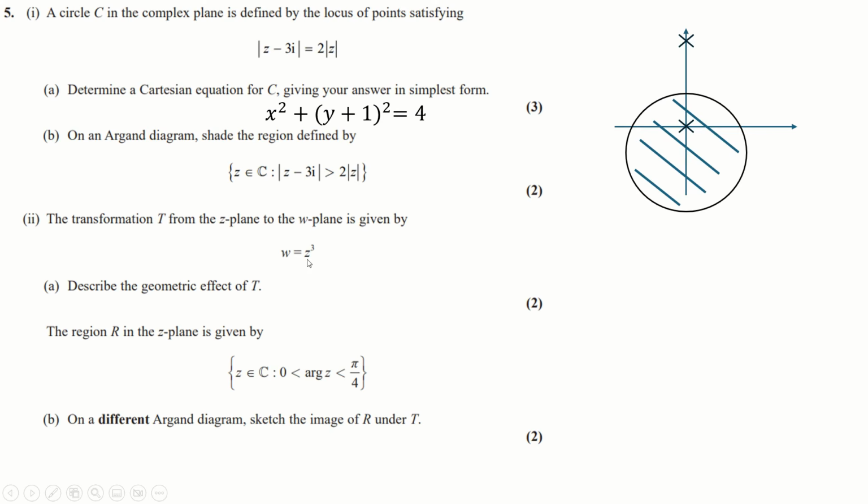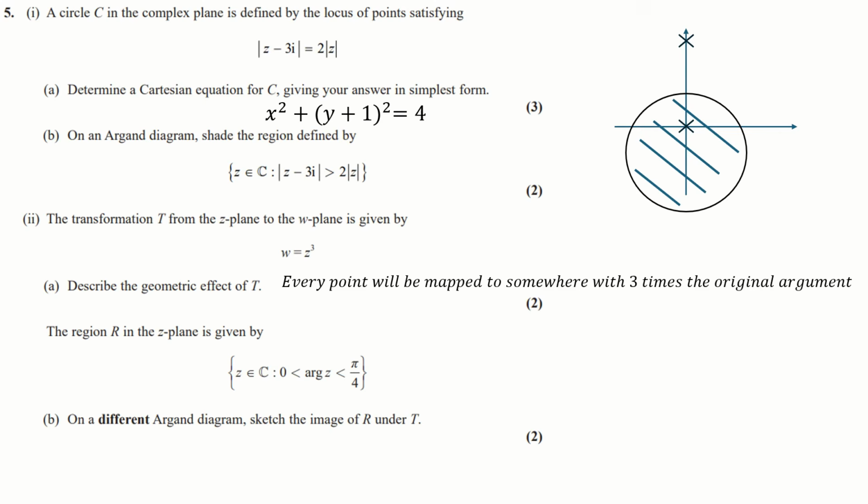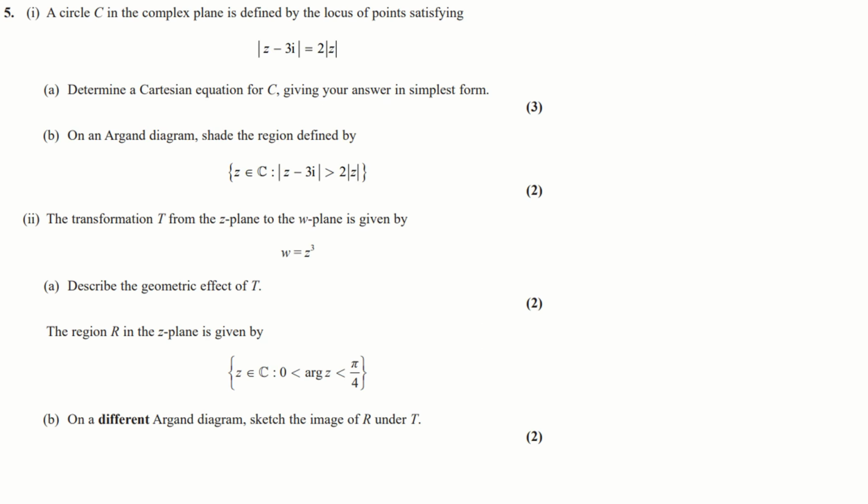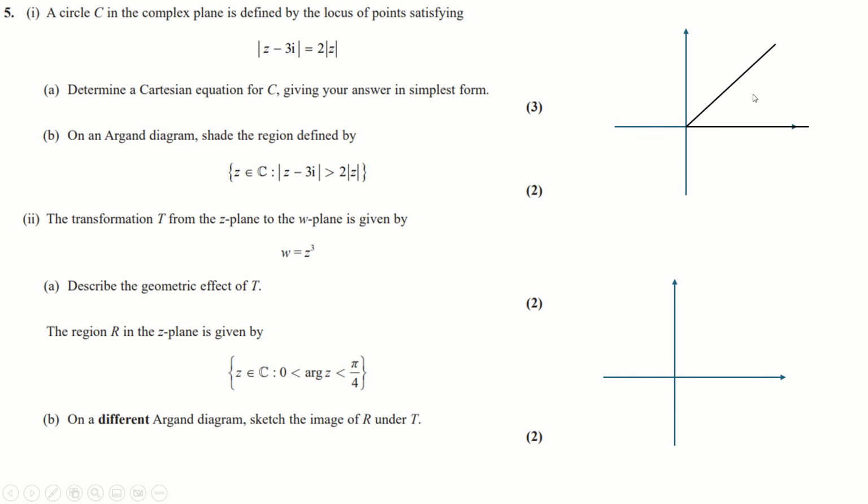Now this transformation here, well, if you cube a complex number, you just triple the argument, and you cube the radius, or the modulus. So some words to that effect is all they were looking for there. It's just triple the argument, cube the modulus, something like that. Anyway, this region is given by this. Let's draw this first. That's just a line coming out at 0 along the initial line, and one at pi over 4, so it looks a bit like this. So we're inside this region.